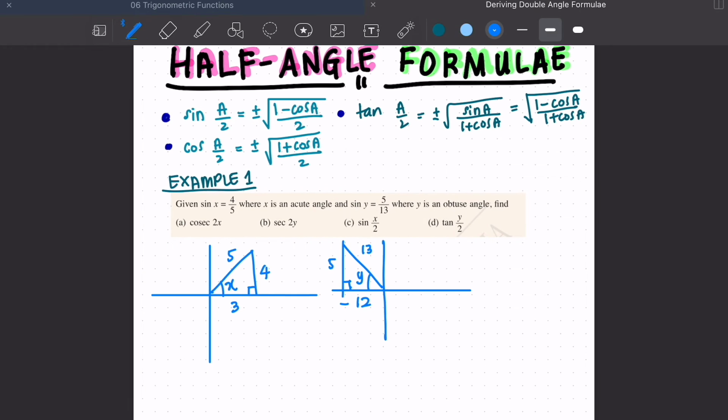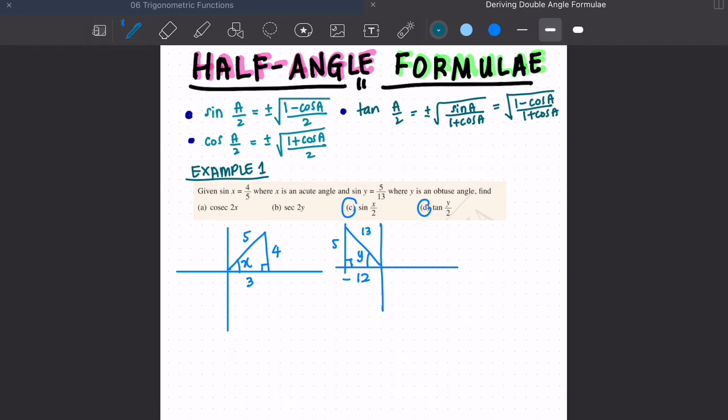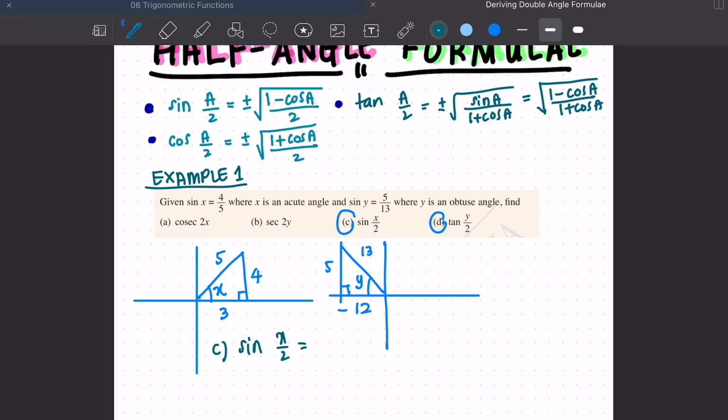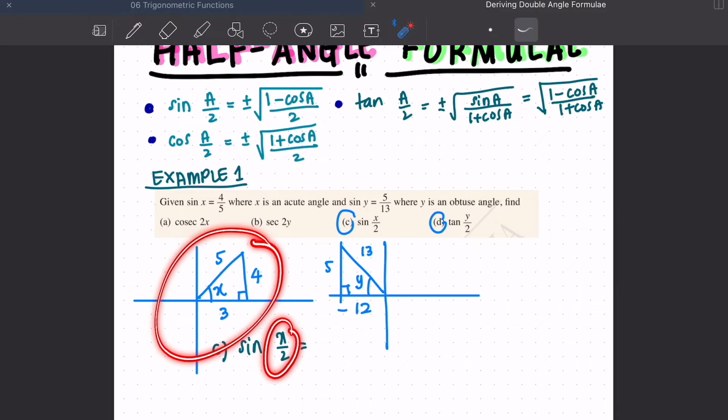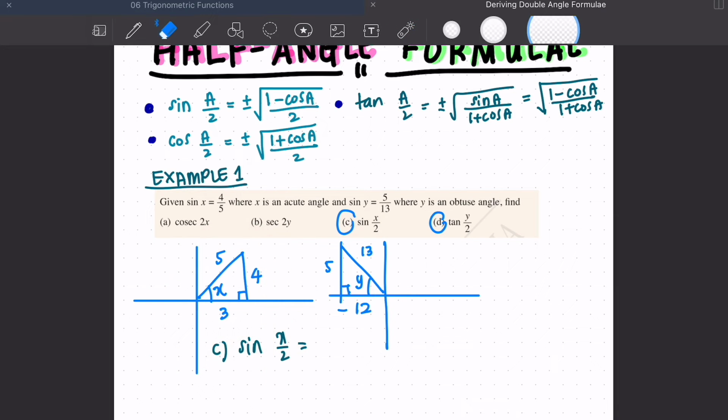Okay, so now we are going to focus on the half angle questions, C and D. Okay, C, sine x over 2. We have been given the formula, so we just have to substitute. Based on x, this is the x angle, so the triangle of x.